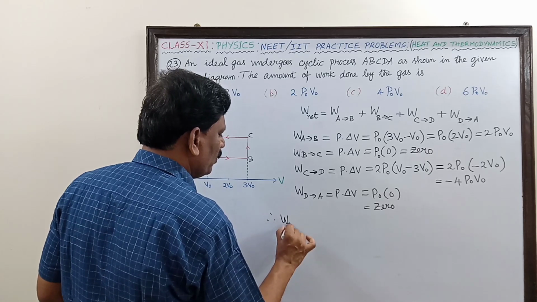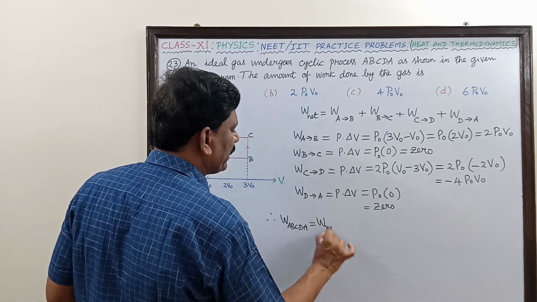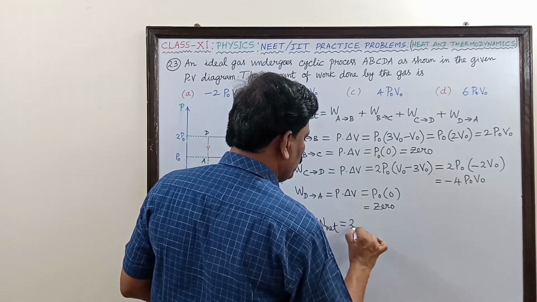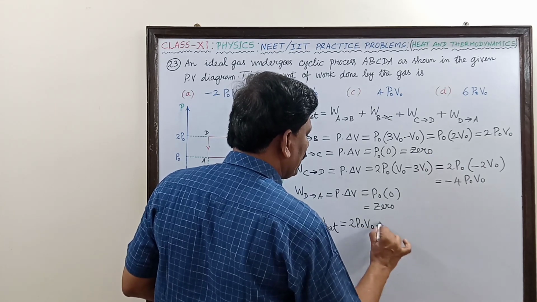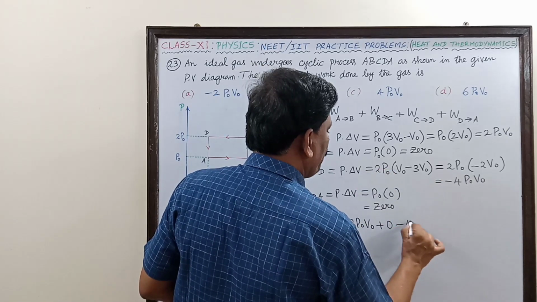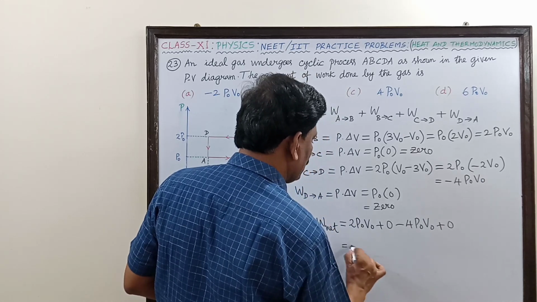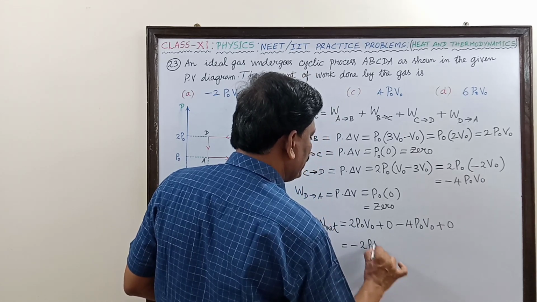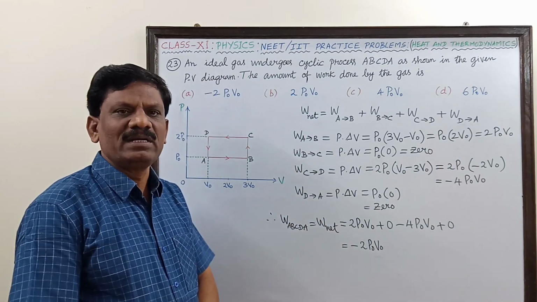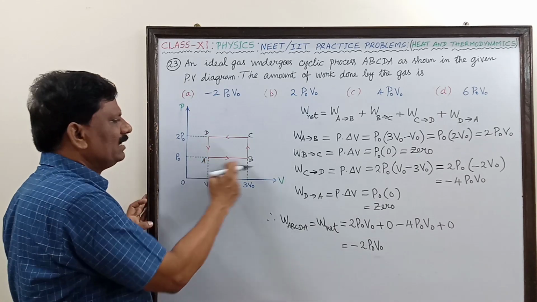Therefore, W A B C D A, that is equal to the net work done. That is equal to W A to B, which is 2 P0 V0, plus 0, minus 4 P0 V0, plus 0. So this is equal to minus 2 P0 V0. So the net work done is negative. Moreover, you see the direction of the flow.